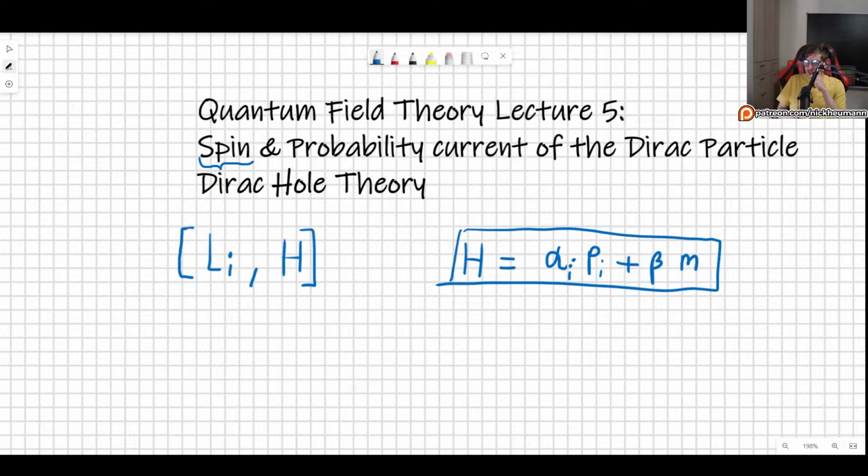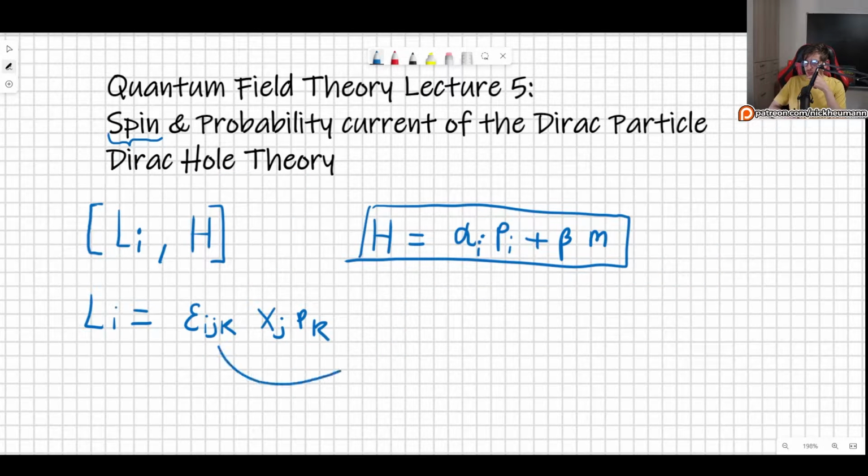Now, the angular momentum operators, as we have seen in quantum mechanics, are L_i equals epsilon_ijk x_j p_k, where this epsilon is the Levi-Civita symbol. This is just a compact way of writing Lx, Ly, and Lz all together. Now, you may already be familiar with the Levi-Civita symbol. In case you are not, let me show you how you can work with this.